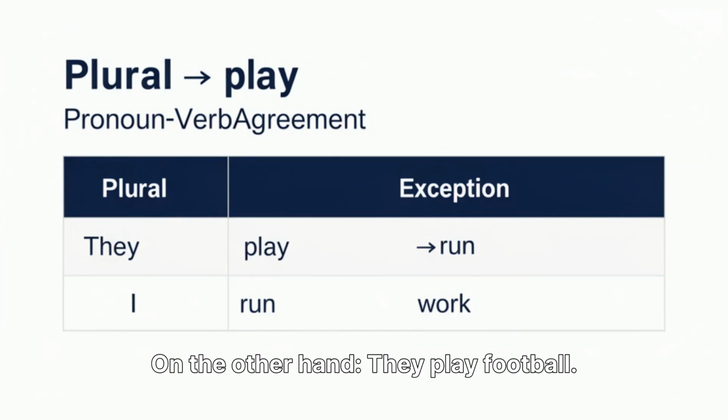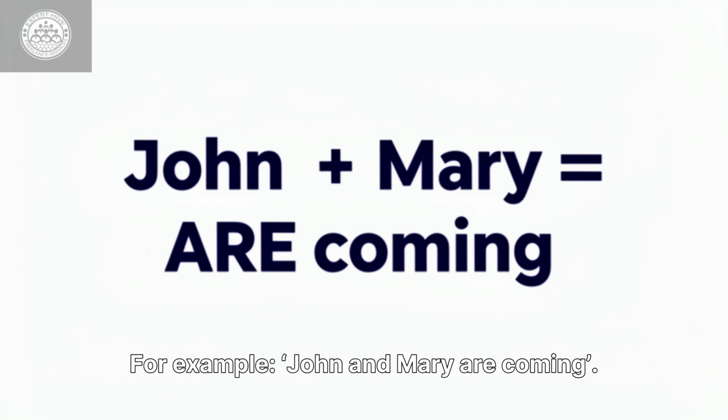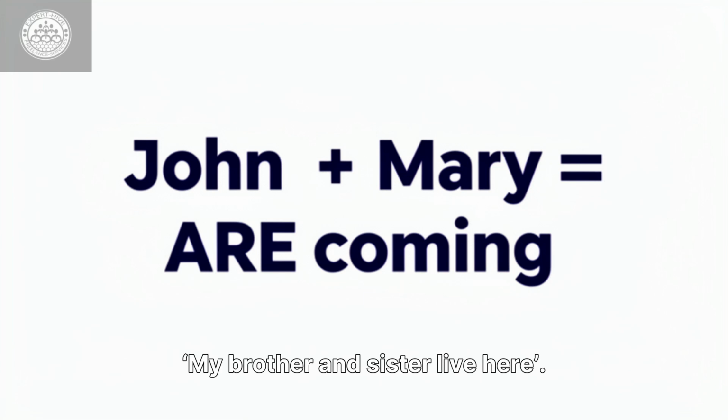On the other hand, they play football. We run. I work. These are plural subjects, or exceptions like I. For example, John and Mary are coming. My brother and sister live here. Two people make a plural subject.